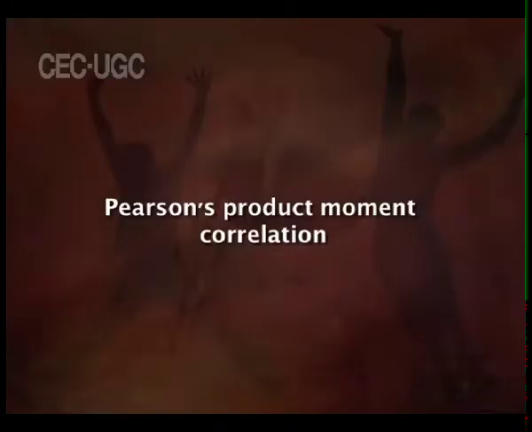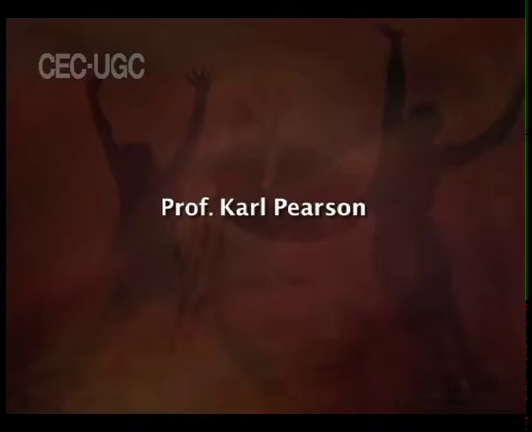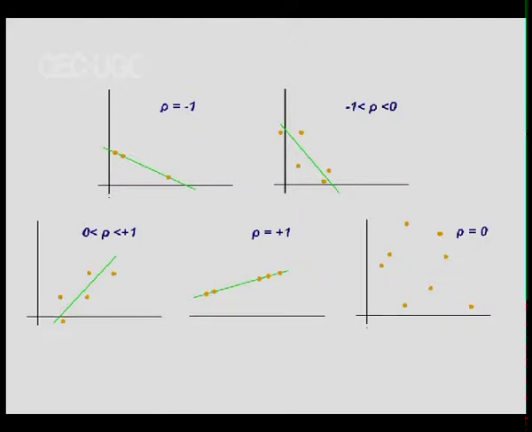Now, another type of parametric statistic we are going to see very briefly today is the Pearson's product moment correlation. Pearson's product moment correlation was developed by Karl Pearson and is also known as Pearson's r. It is used to assess the extent to which there is a relationship between two variables, say variable x and variable y. Now, this correlation ranges between -1 through 0 to +1. +1 indicates a perfectly positive correlation, -1 indicates a perfectly negative correlation, and 0 indicates an absence of a significant correlation.